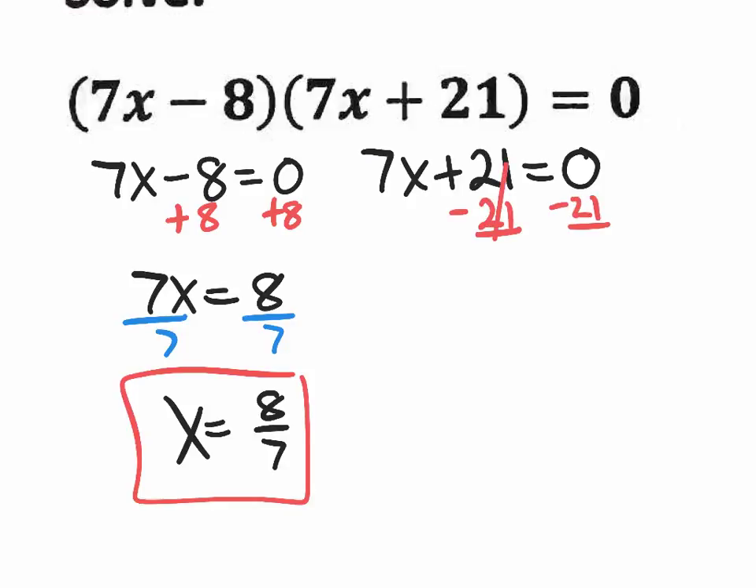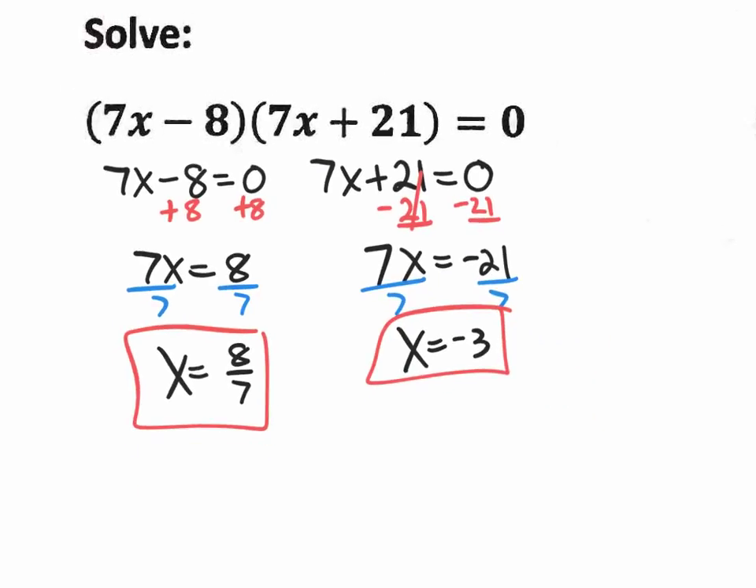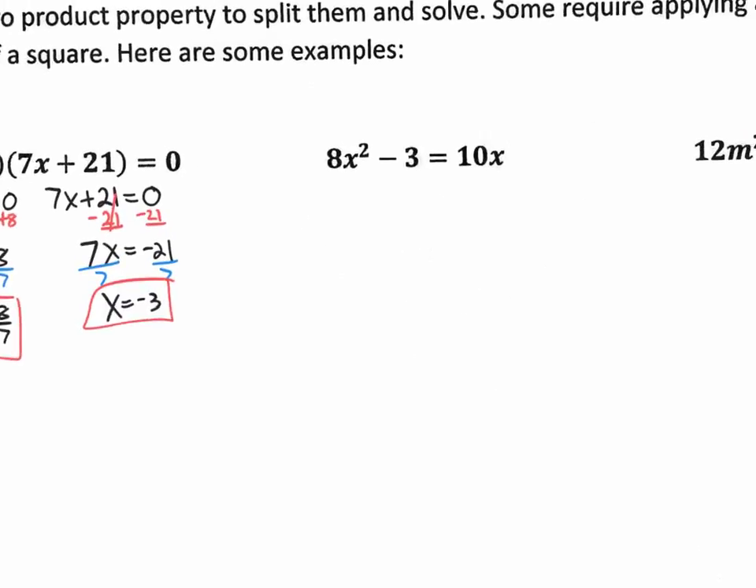And we will have a new equation that reads 7x equals negative 21. Final step would be to divide by 7. And x does equal negative 3. So those are your two answers for this problem. There's going to be one out of the 5 that are set up, ready to split and solve. Let's look at other ones.